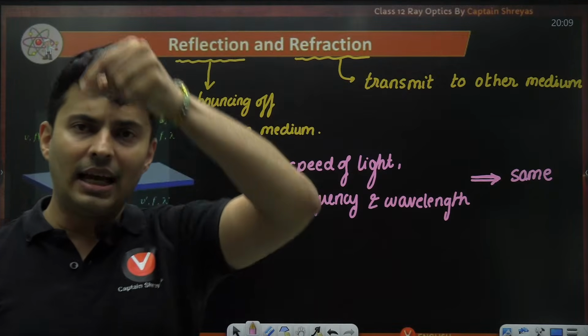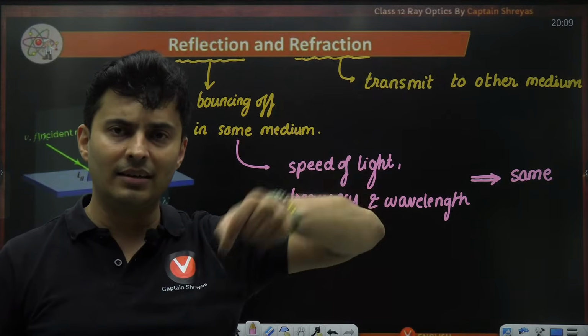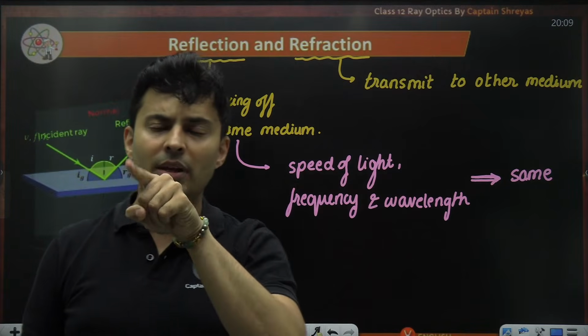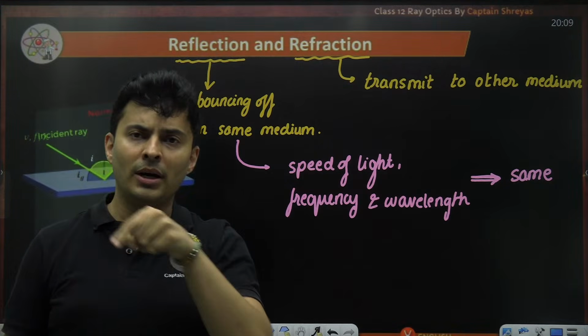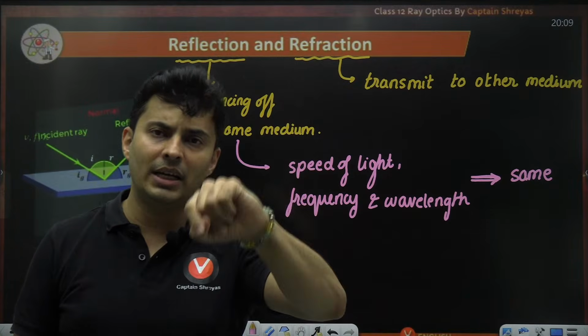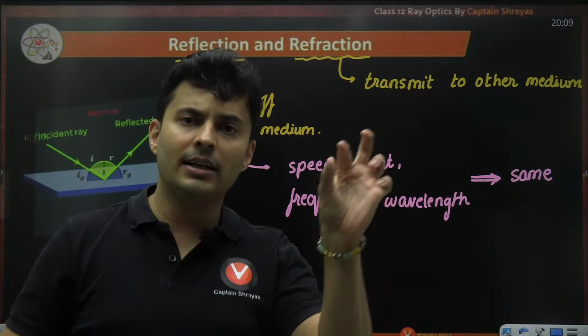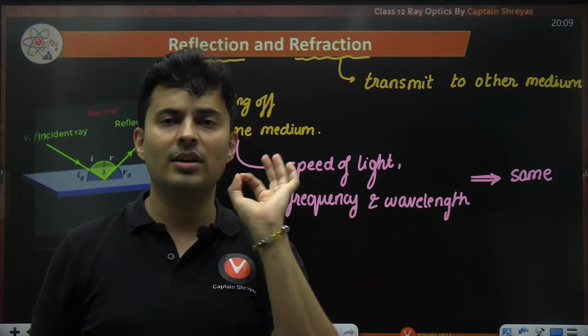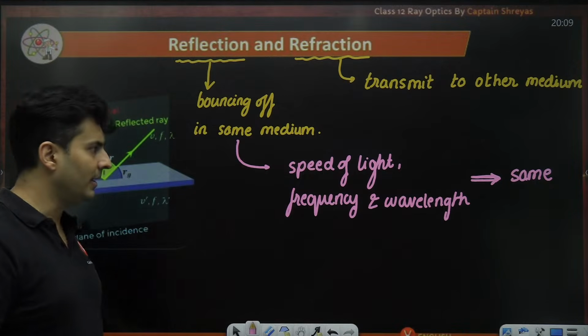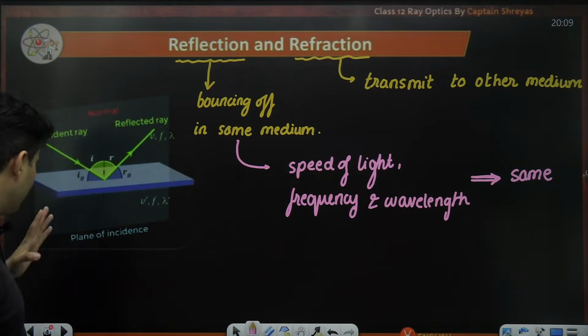If it came with 3 lakh kilometers per second, it will bounce off at 3 lakh kilometers per second. If the frequency was 10 kilohertz, the frequency of reflection will also be 10 kilohertz. If the wavelength was 5 nanometers, the reflected wavelength will also be 5 nanometers. Keep this in mind. But in refraction, things will change. We'll discuss it in a separate class.